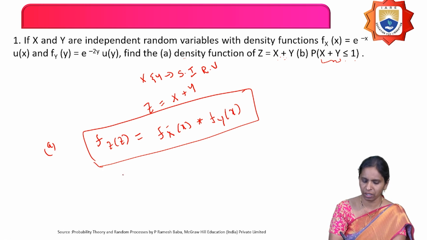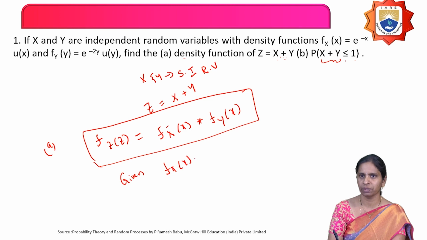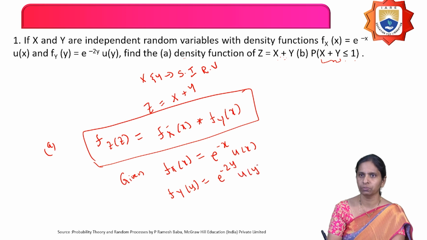Now, they have given that the density function of the random variable X is e power minus x into u(x), and the density function of the random variable Y is fY(y) equals e power minus 2y into u(y). So, what is u(x)? It is the unit step function. How is the unit step function defined? It is 1 when x is greater than or equal to 0, and 0 when x is less than 0.